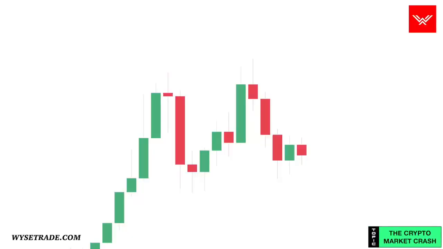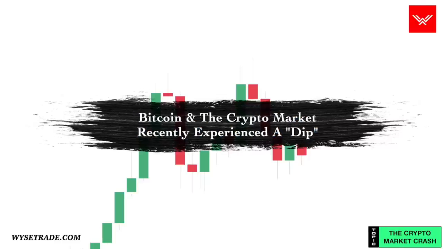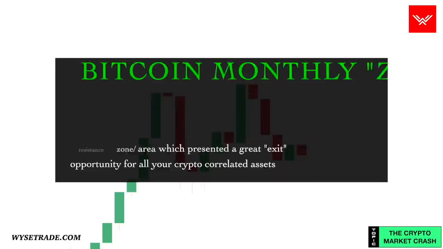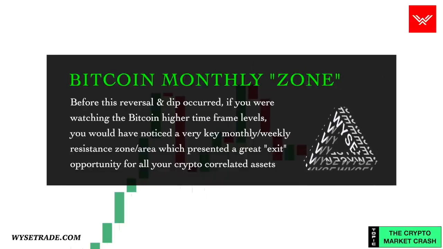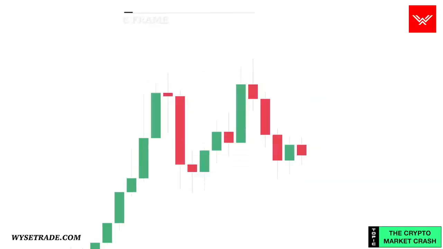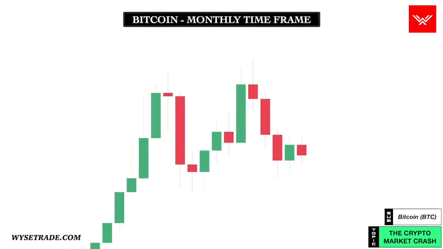So, as you already know, Bitcoin and the crypto market as a whole has recently experienced a market dip. Before this reversal occurred, if you were watching the higher time frame levels, you would have noticed a few interesting things. So let's break it down. This is the Bitcoin monthly time frame. You had this very key level and area, so you would have had a zone drawn in like this.